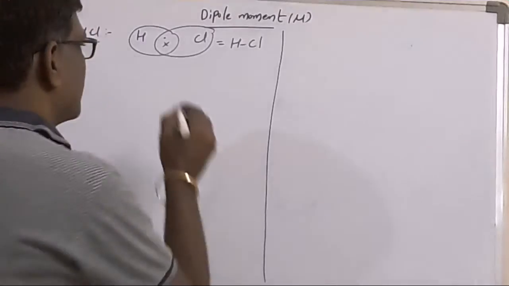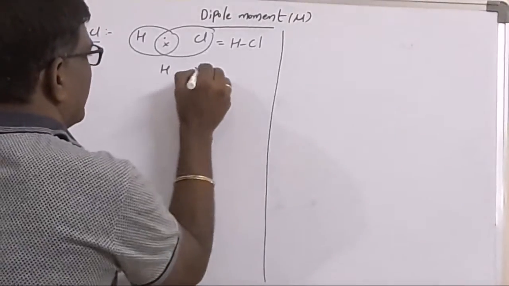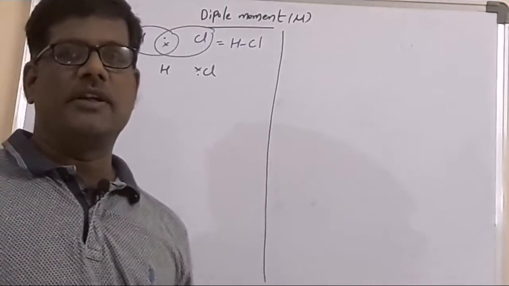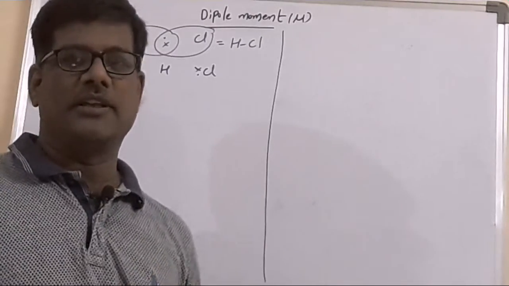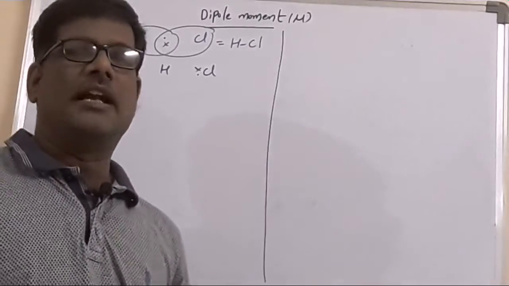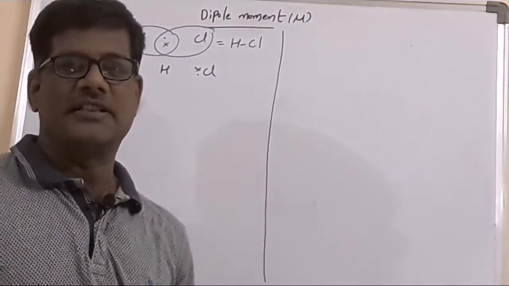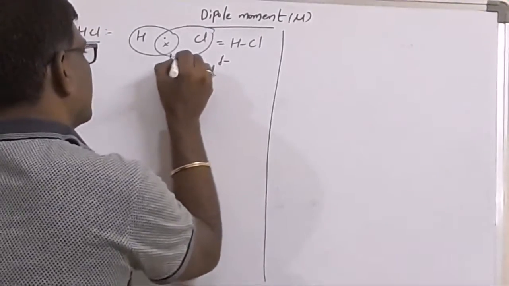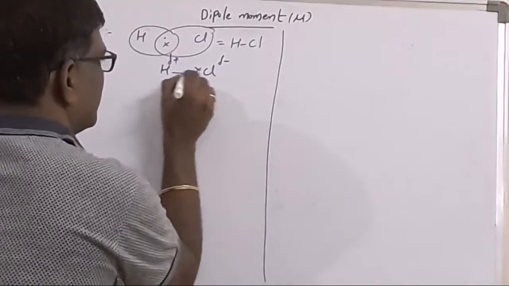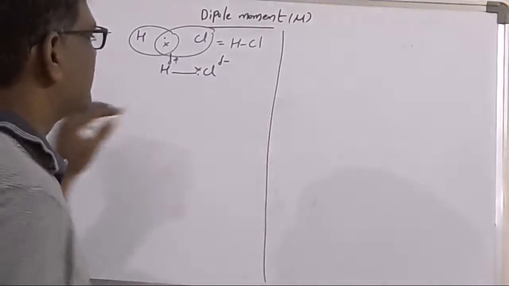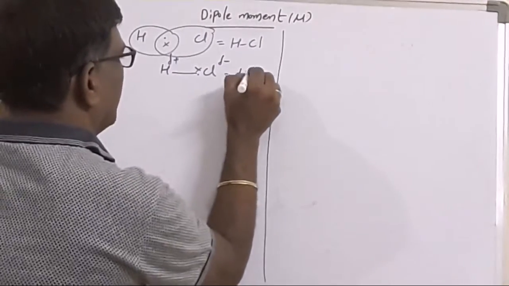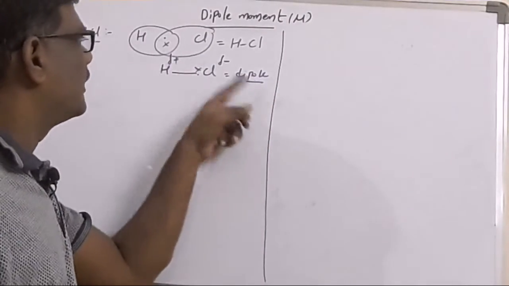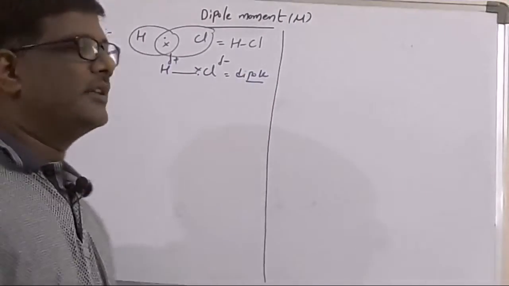But actually, the electron will be nearer to the chlorine. Why is the electron nearer to the chlorine? Because chlorine is a highly electronegative element as compared to hydrogen. It drags the electron towards itself. Ultimately, chlorine gets a partial negative charge and hydrogen gets a partial positive charge, and this molecule is called a dipole molecule. Why is it called a dipole? Di is nothing but two, pole is nothing but positive and negative charge.